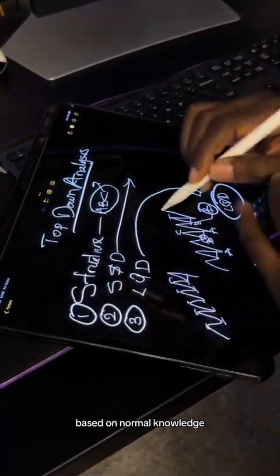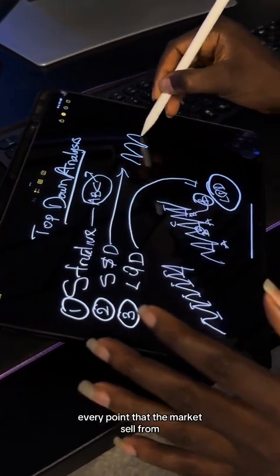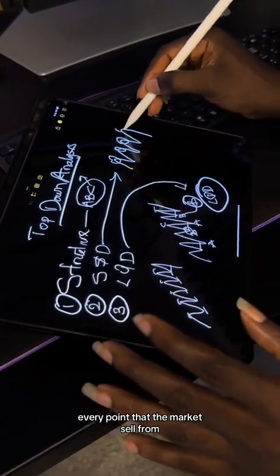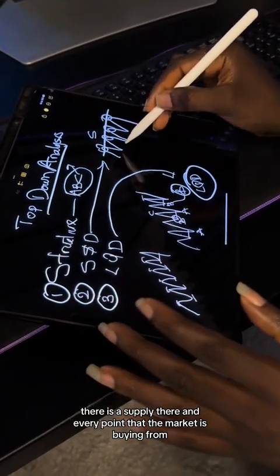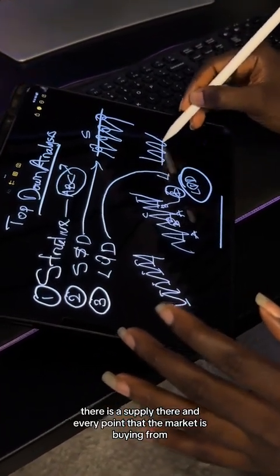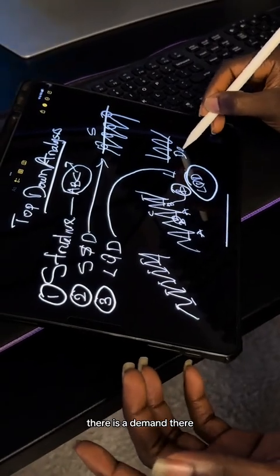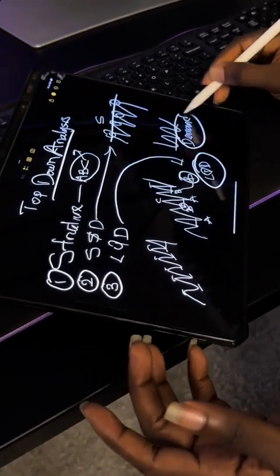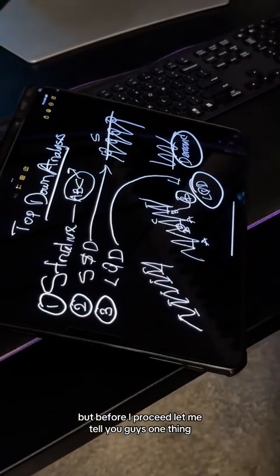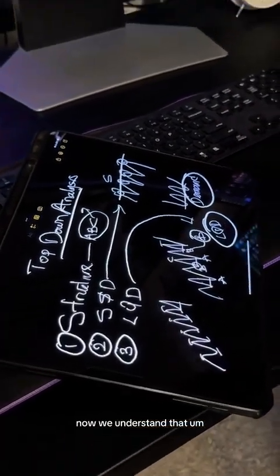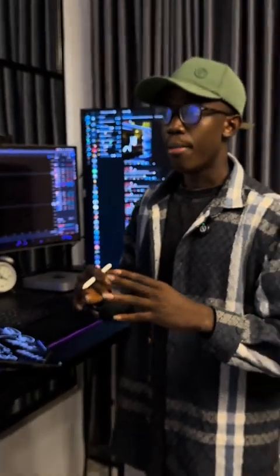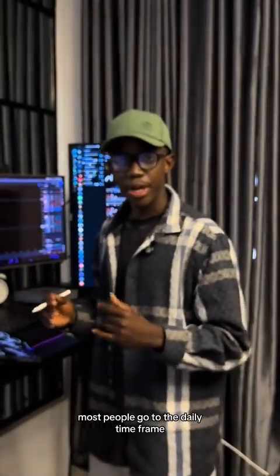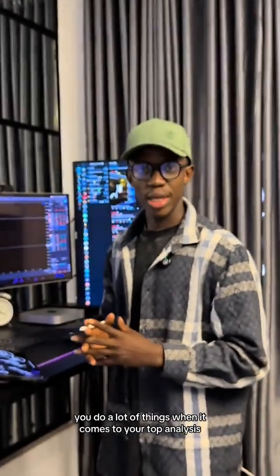What is supply and demand? Based on normal knowledge, every point that the market sells from, there is a supply there. And every point that the market is buying from, there is a demand there. But before I proceed, let me tell you guys one thing. We understand that most people go to the daily time frame, you go to the lower time frame, you do a lot of things when it comes to your top-down analysis.